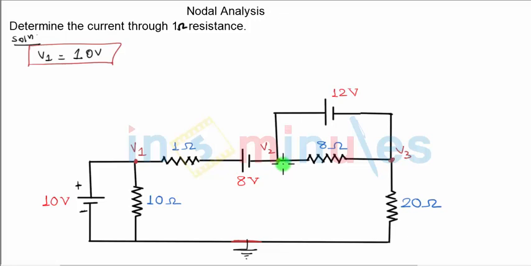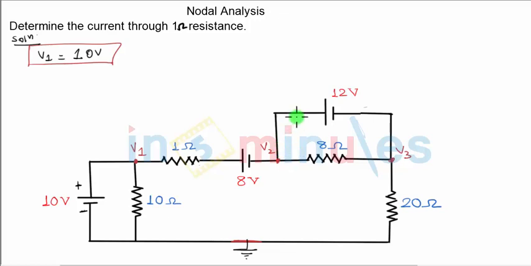Now, even before you define the outgoing currents, you have to carefully observe and see that no doubt there is 8 ohm resistance between V2 and V3. But there is one more branch starting from V2 which has a 12 volts battery going towards V3. I can very well define current in this branch, current in this branch. For example, current in this branch of 8 ohm resistance will be V2 minus V3 upon 8.